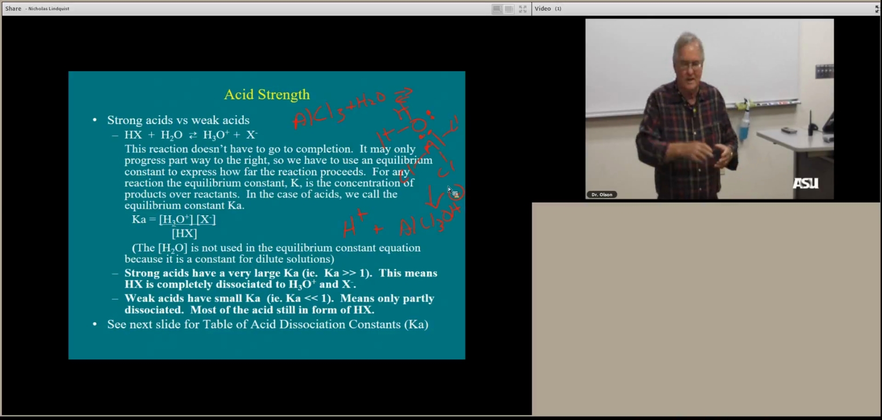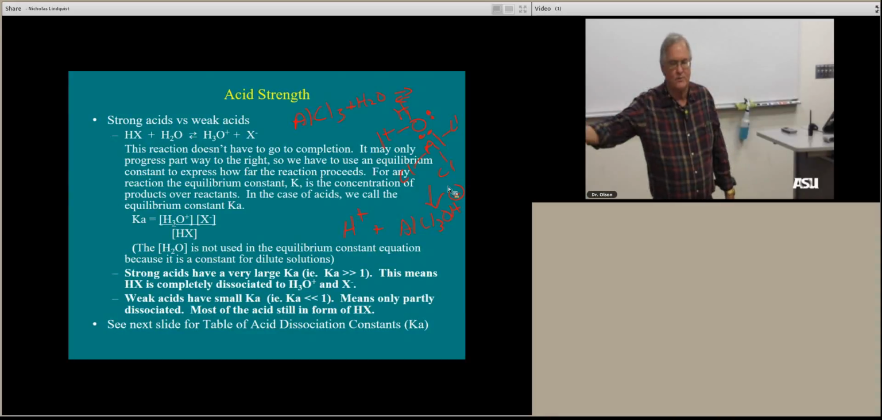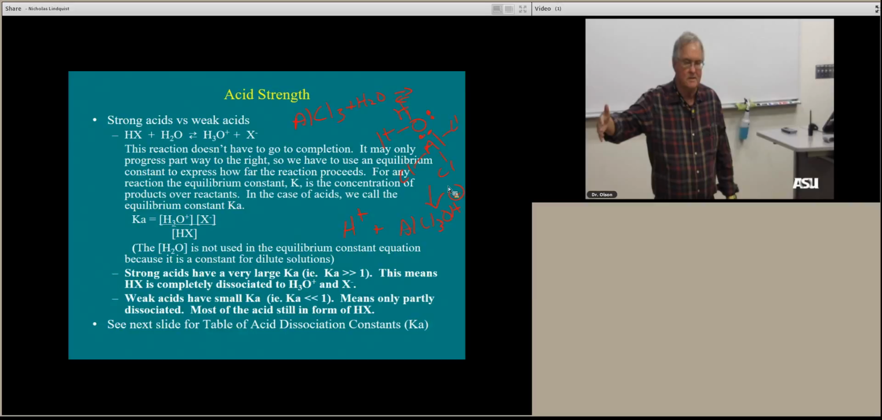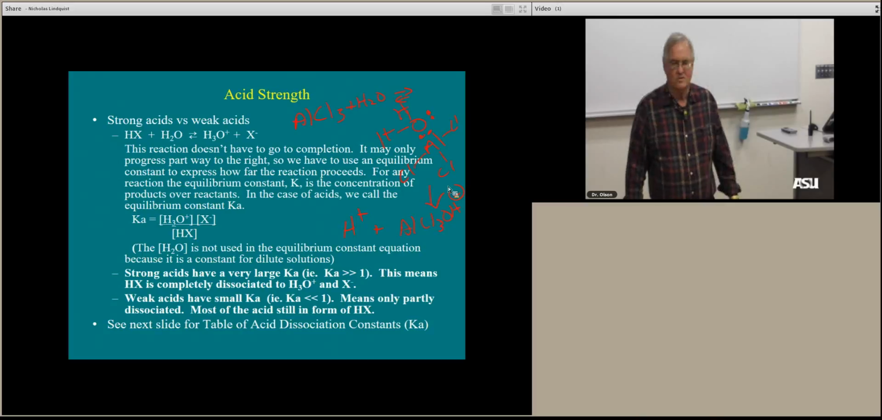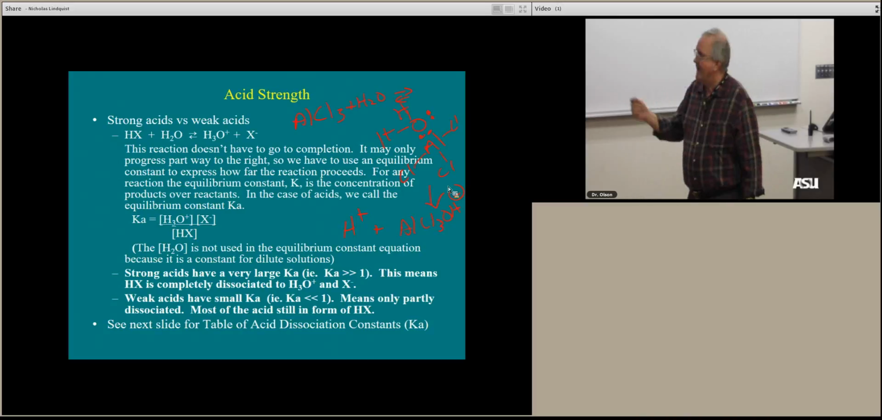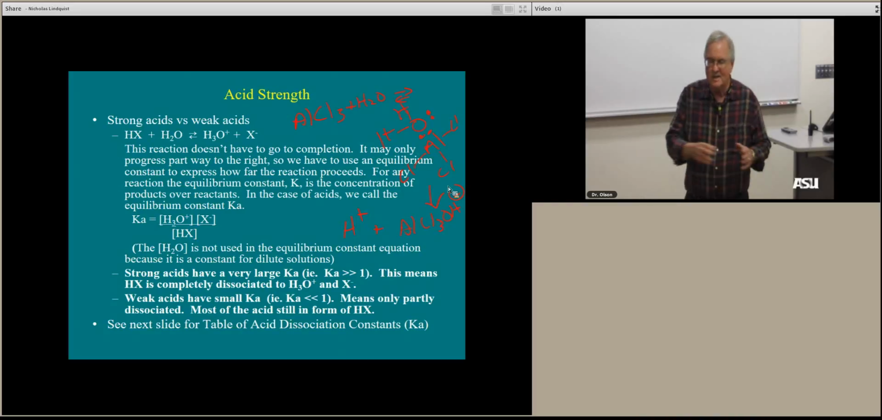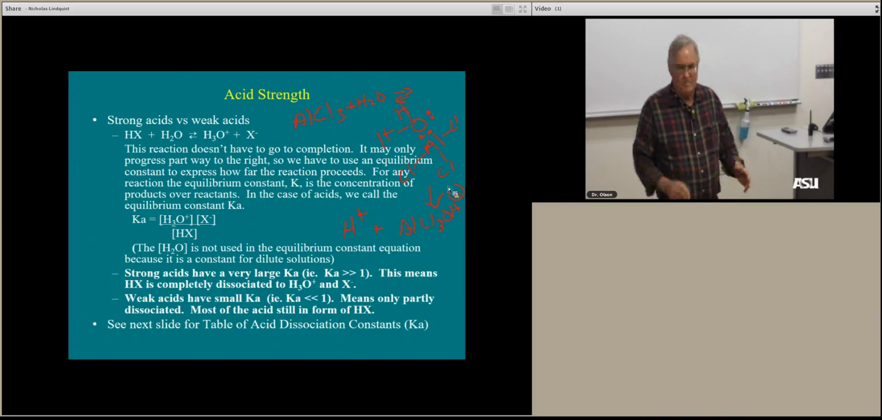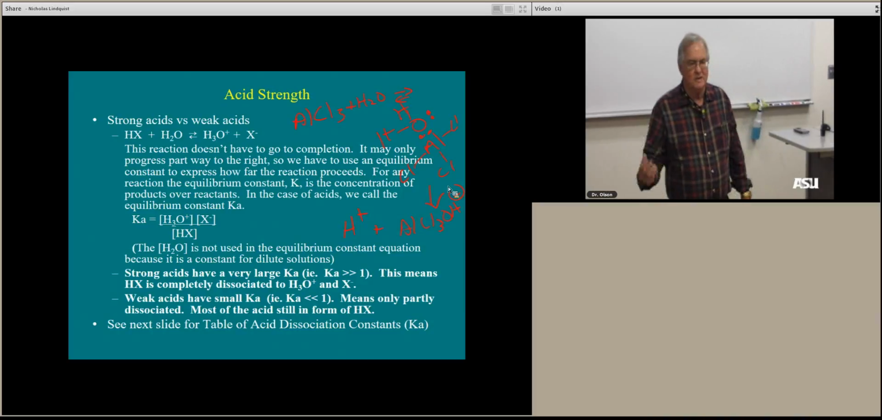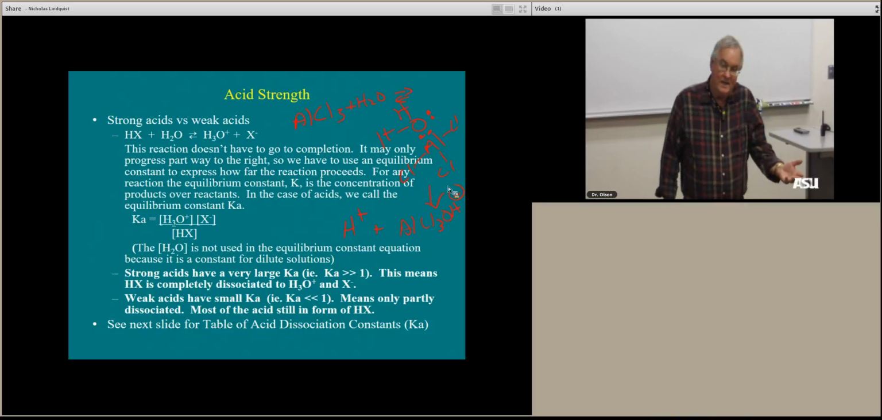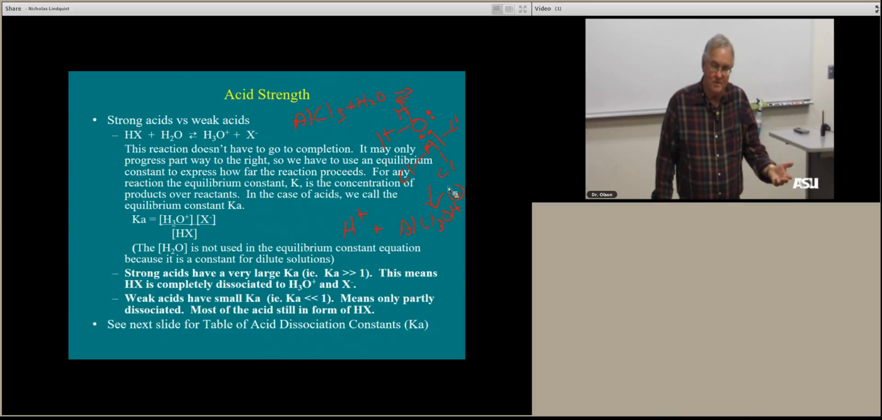That hydrogen ion is essentially completely transferred to the water molecule. And so what you really have is H3O plus and a chloride ion or a nitrate ion or a perchlorate ion. Okay? That's a strong acid. In a weak acid, that reaction doesn't go to completion. Some of it gets transferred to water, so we have a little bit of H3O plus, but we still have some HX left at equilibrium.